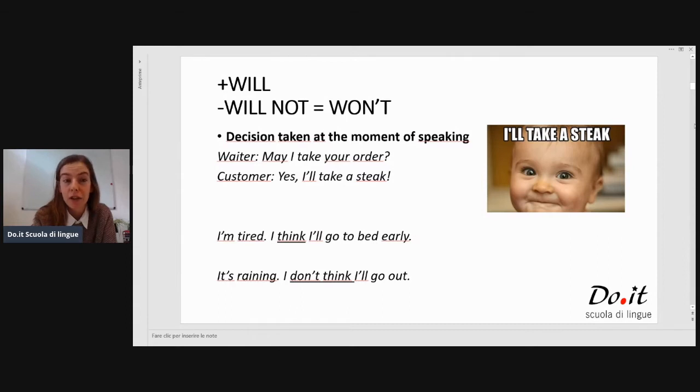So when do we actually use it? We use will when we talk about a decision taken at the moment of speaking. It means that you don't really have time to think about your choice beforehand, okay?